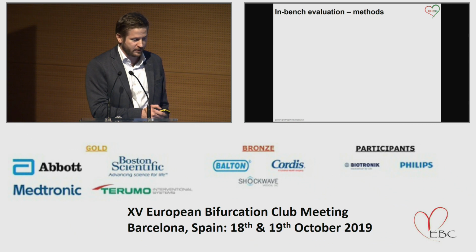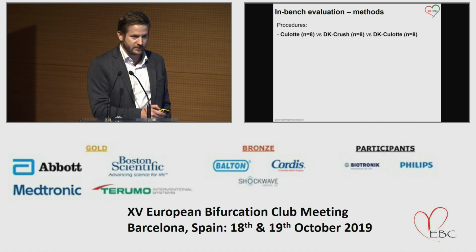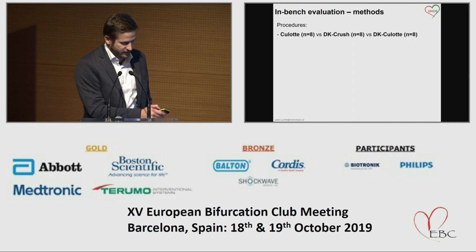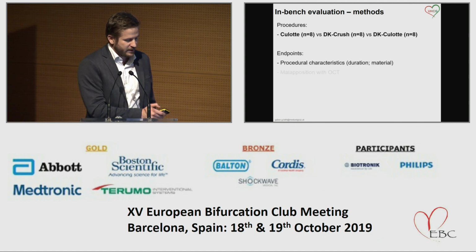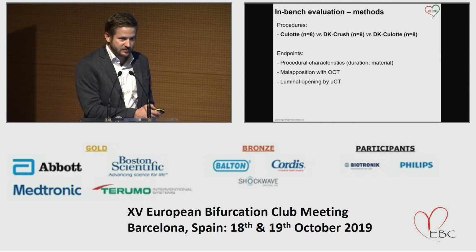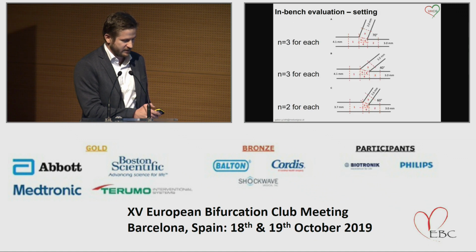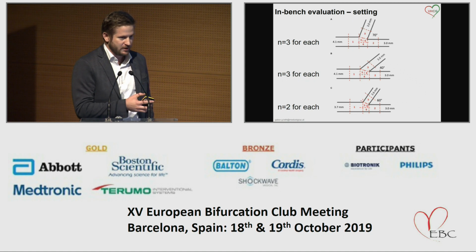So we did an in-bench evaluation of this technique comparing to conventional Culotte and to DK crush. 888 procedures were performed, and we evaluated procedural characteristics, malapposition with OCT, and we did micro-CT analysis as well. Here you can see the models we used. We wanted to use different types of models in terms of angulation, as you can see, and also in sizes, following Finet law in diameters.